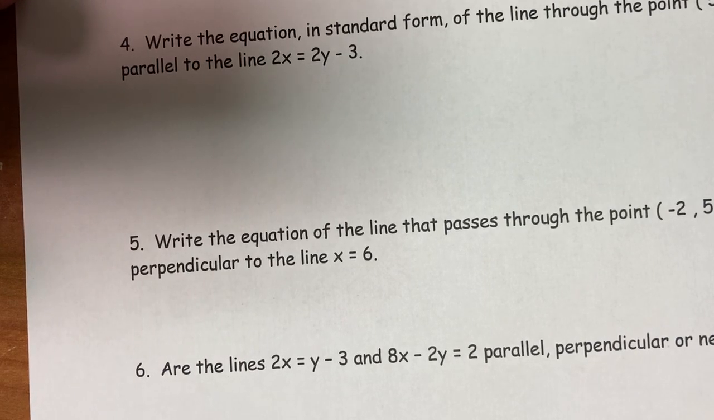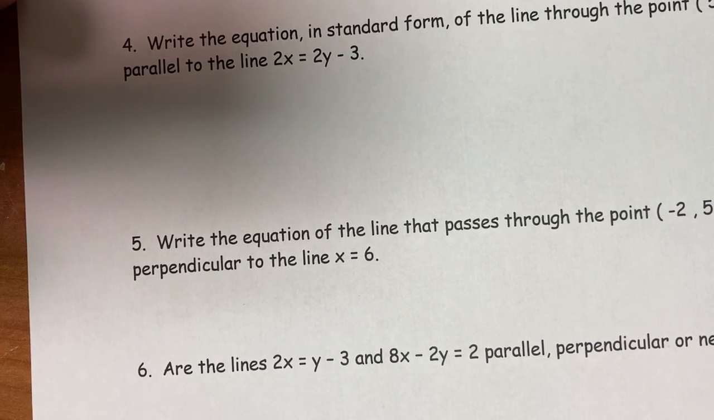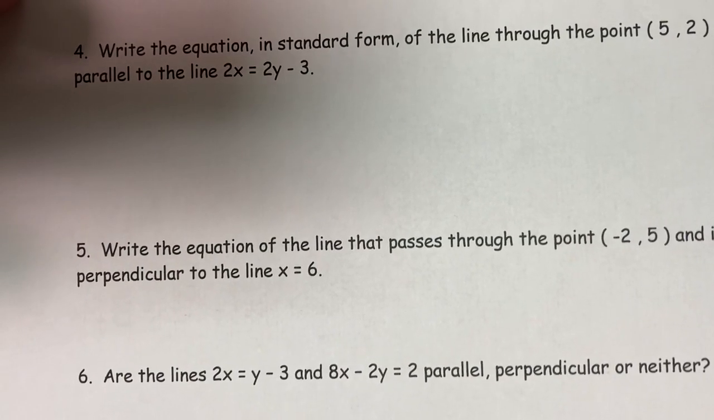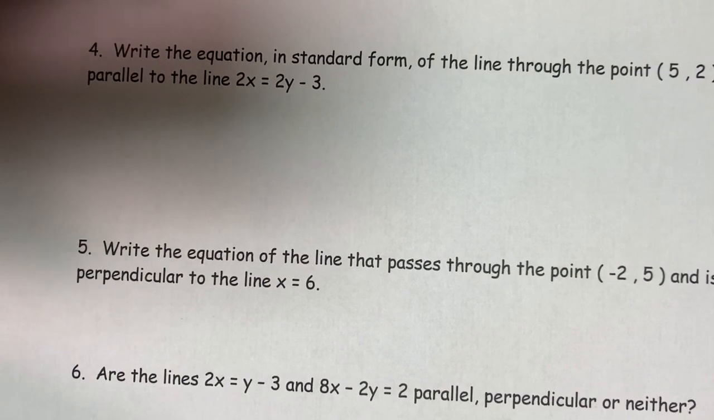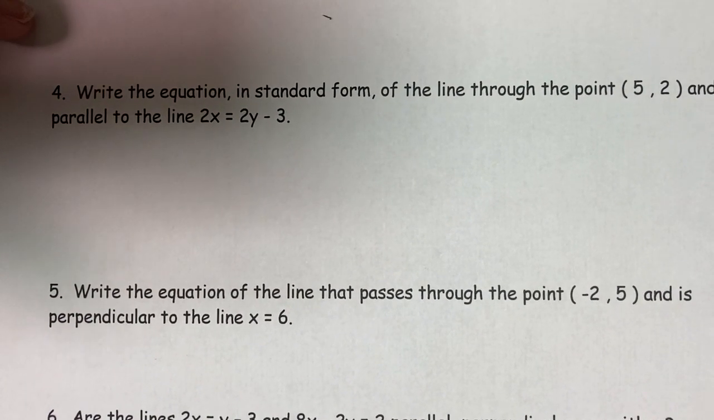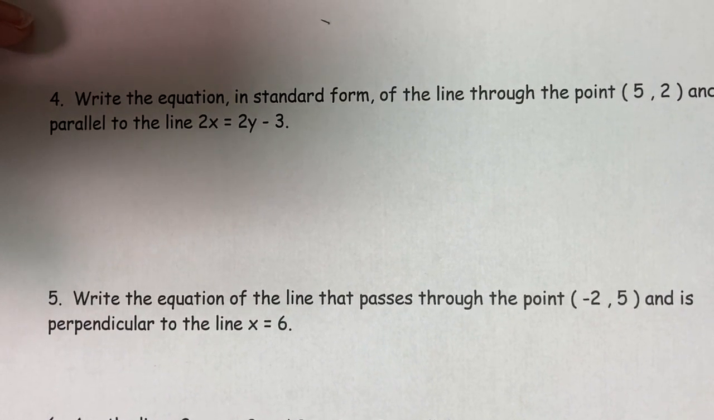All right, so this is part 2 of section 3.5, and we're just continuing with writing the equations of lines. So again, what do you need to find the equation of a line? You need a point and you need the slope. So let's look at this one.